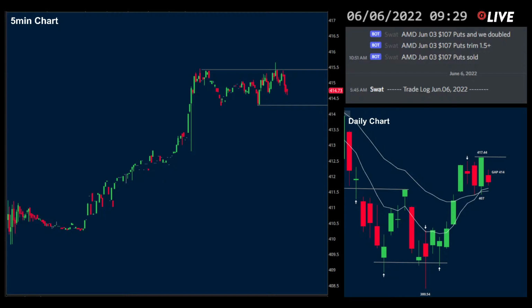15 seconds for market to open. 10, 5, good luck guys.